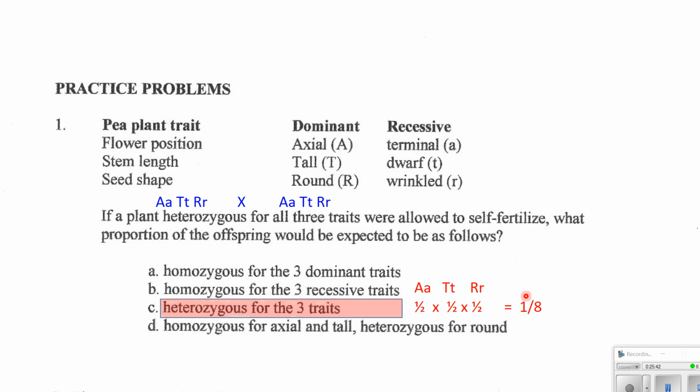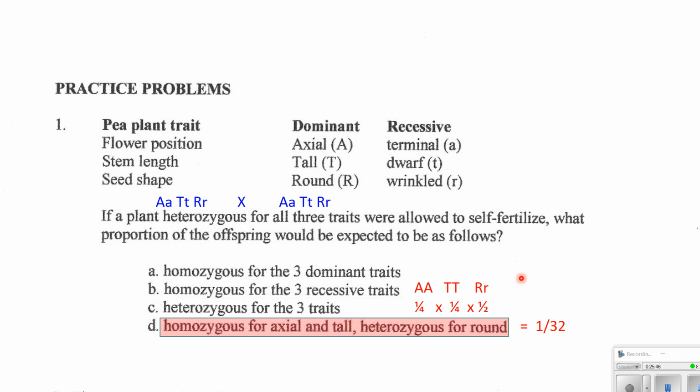1/2 times 1/2 times 1/2 is 1 out of 8. That's my answer. And last but not least, the probability of getting homozygous axial, homozygous tall, and heterozygous round is 1/4 times 1/4 times 1/2. So 1 times 1 times 1 is 1. 4 times 4 is 16 times 2 is 32, so that's a 1 out of 32 probability.